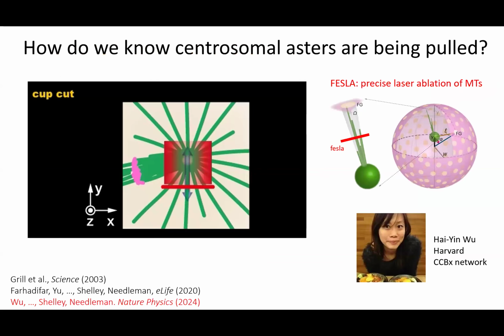So let me just say, how do we know that the centrosomes are being pulled? This is from a paper that we had last year. It was many, many years in the making. This is work done with Dan Needleman's lab at Harvard. Now Dan is part-time at Flatiron. It was led by first author Haiyan Wu, who built a laser cutting device for microtubules. It can very precisely cut along two-dimensional planes and cut microtubules that might be connected to something like a centrosome.